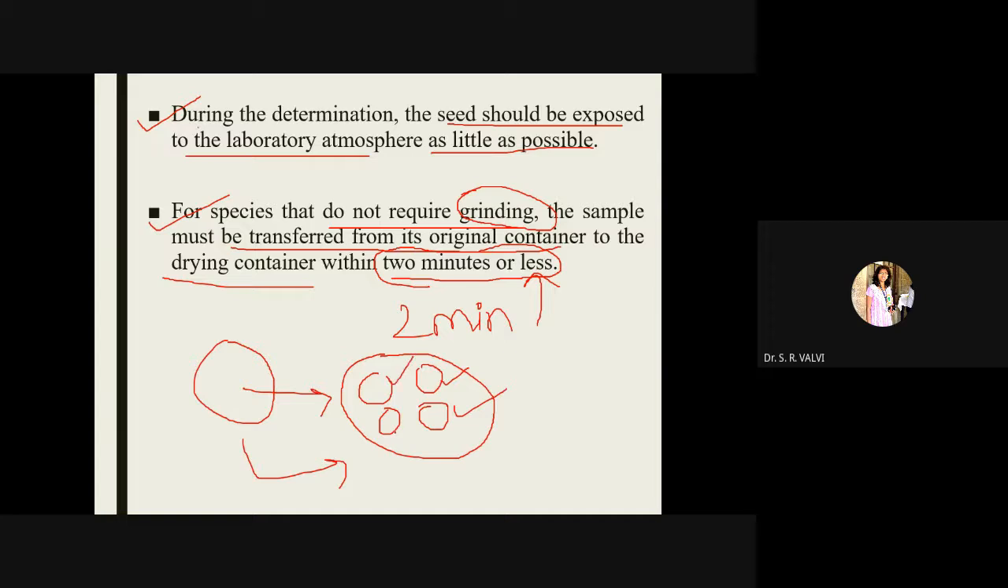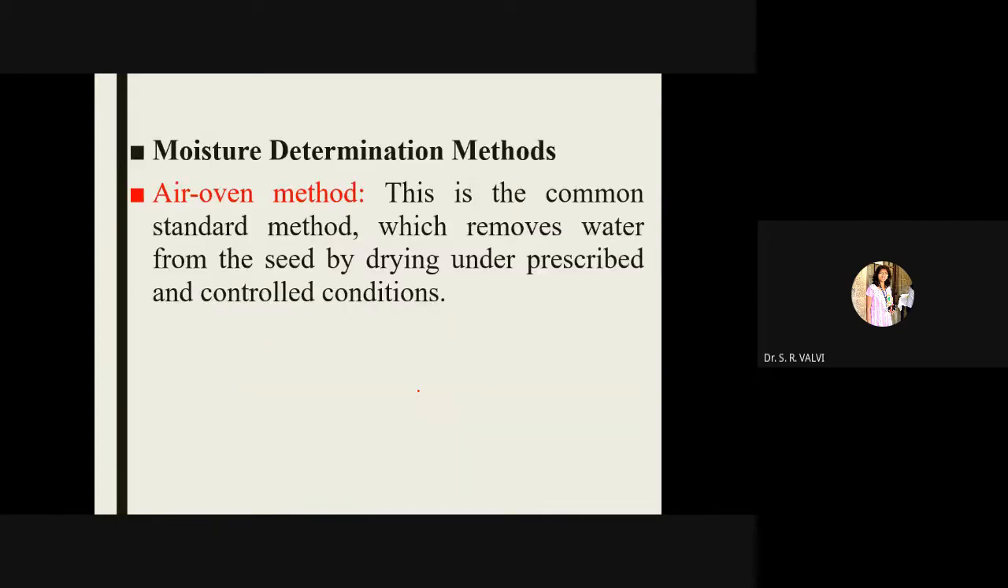Now, for the moisture determination methods, there are various methods. I'm going to discuss the air oven method. This is a very common method which removes the water from the seeds by drying under controlled and prescribed temperature conditions, right?